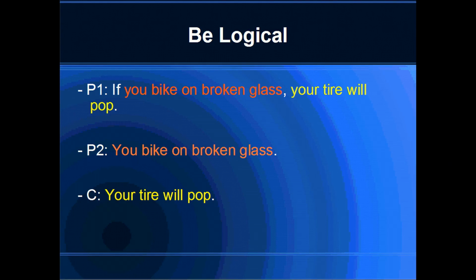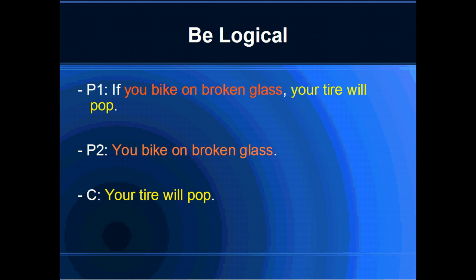Okay, now I'm just going to give you an example, not pertaining to GMOs, to illustrate how both types of conditional syllogisms work. Okay, so here's an illustration of the first type of a valid conditional syllogism. So we start with the first premise, which is a conditional proposition. If you bike on broken glass, your tire will pop. And we're going to assume that in every single case that you bike on broken glass, your tire will pop. Okay, we're going to assume that's true. Also, for those of you who are viewing the video, you'll notice that the cause is highlighted in orange, and the effect is highlighted in yellow.